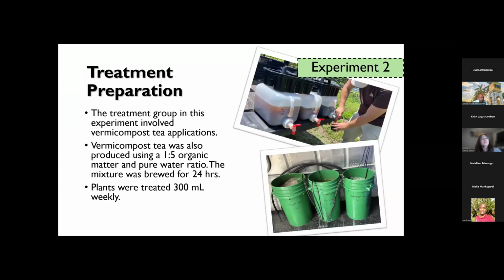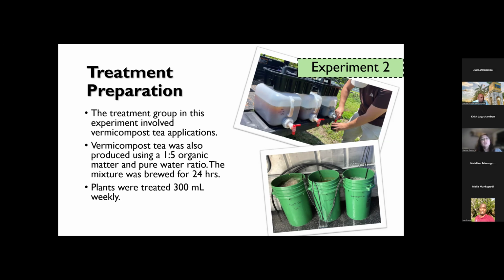So for this specific experiment, it's actually way larger than the data I'm going to present today. I'm only going to be discussing the results for one of the treatment groups, which was the vermicompost tea, and compare it to the control group, just to keep it more relevant for the topic that I was talking about today. And so the vermicompost tea was produced exactly the same as the first experiment. It was brewed using a 1:5 ratio of organic matter and water, and brewed for 24 hours as well in these buckets that you see right there.